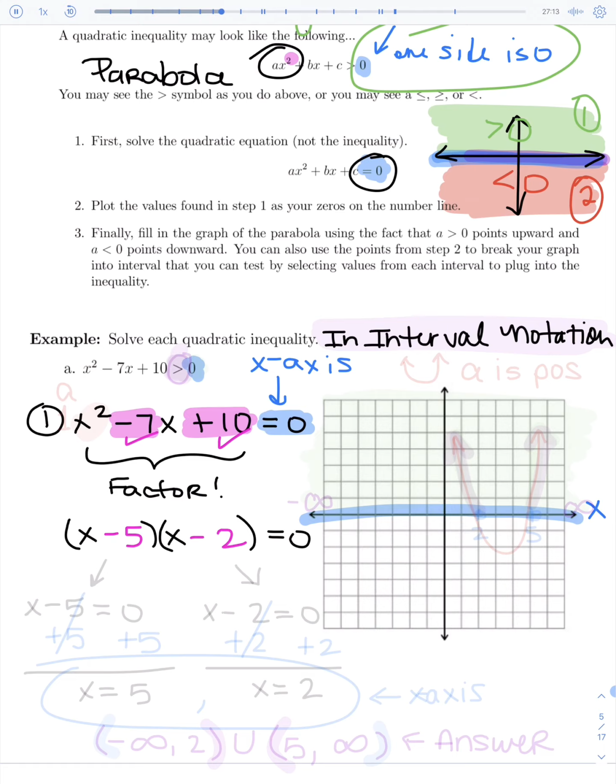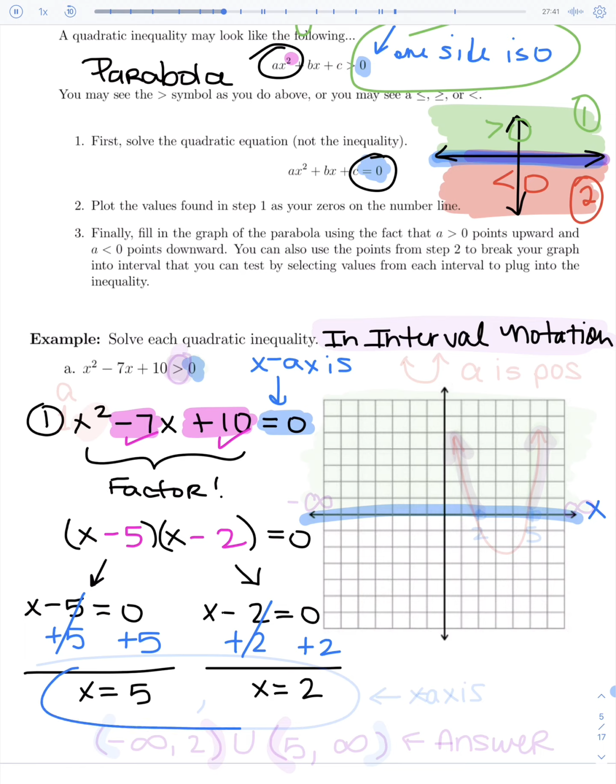Once things factor like this and are equal to 0, we set each piece equal to 0. When we solve that, on the first one we'll add 5 to both sides, and on the second one we'll add 2 to both sides. On the first one, that gets us x equals 5. On the second one, that gets us x equals 2. Remember, these are the two spots where we're going to cross the x-axis. So I'm going to cross the x-axis here at 2 and at 5.